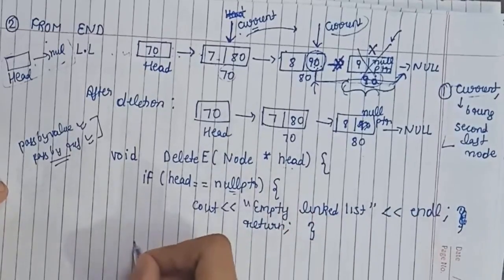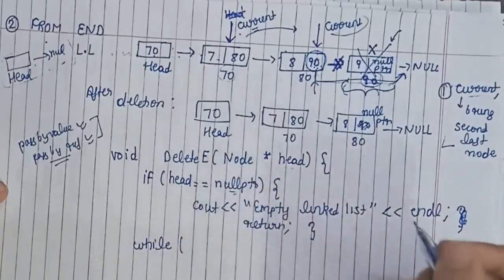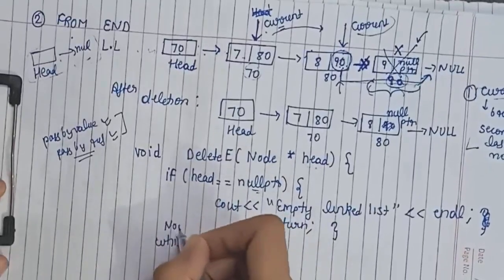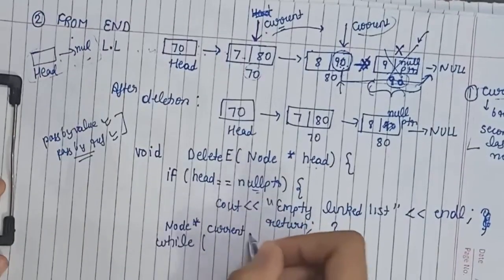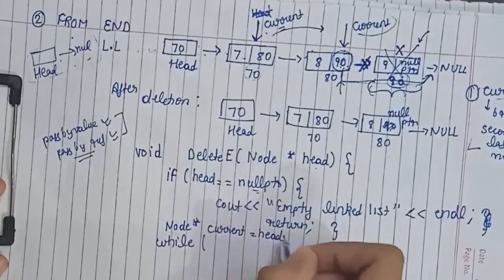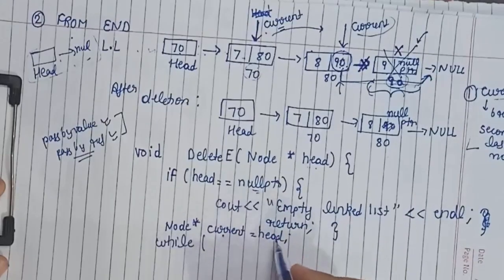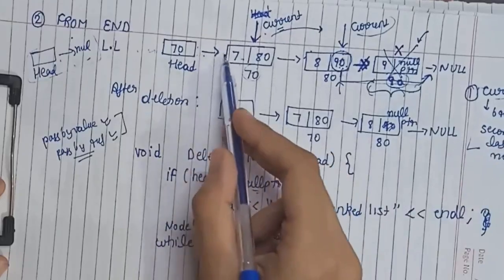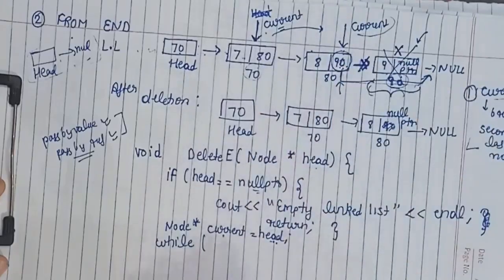So now let us come to our code. If this is not an empty linked list, then what will we do? As I have told you, we need to make the current pointer. So let me make a current pointer here. Node star current is equal to head. With this code line, I have made my current pointer, which is pointing to the position where head is pointing. You know that the head is pointing to the first node, so this current will also point to the first node initially.